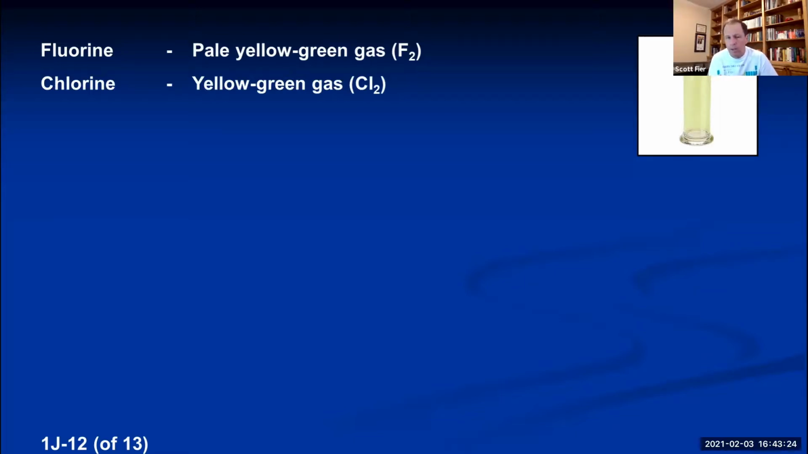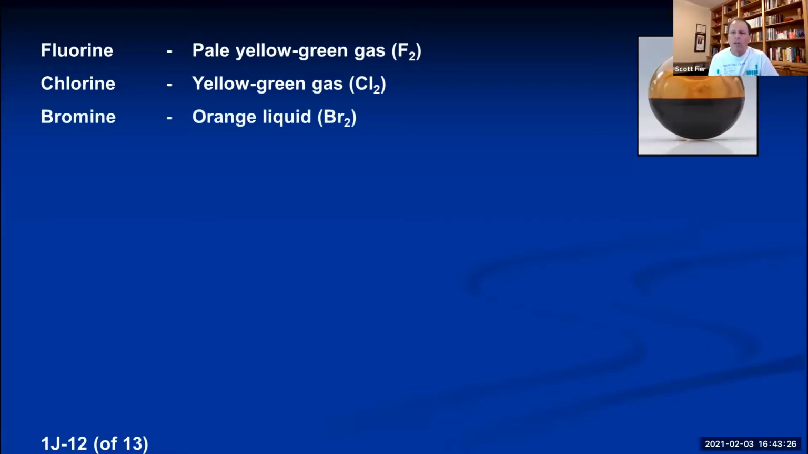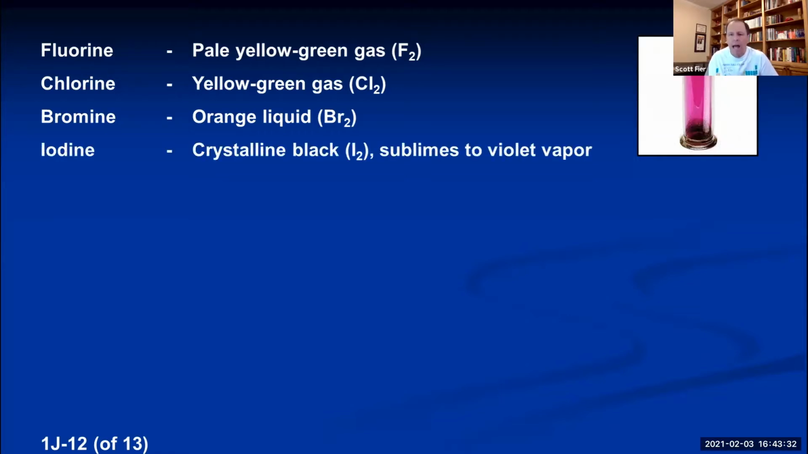Bromine, the only non-metal that's a liquid, is an orange liquid, and it's really dark orange. It looks really dark there. And then iodine is a crystalline black solid, but it sublimes, which means turns into a gas, to make a violet vapor, which really means that iodine is probably not a black crystalline solid. It's probably really a deep purple crystalline solid.